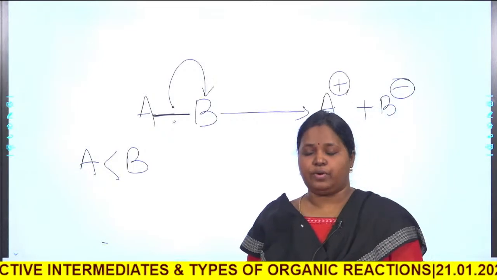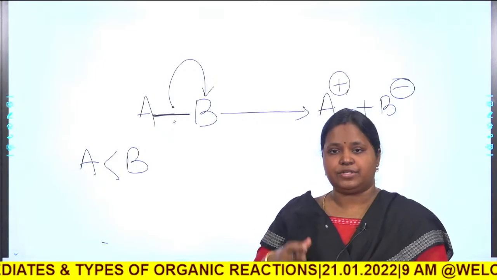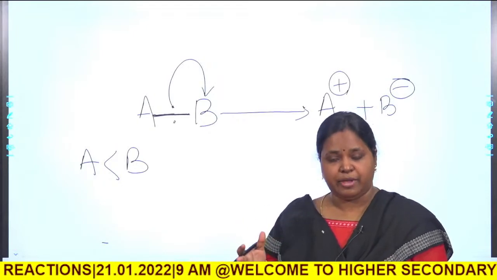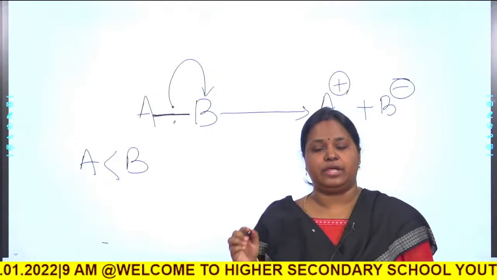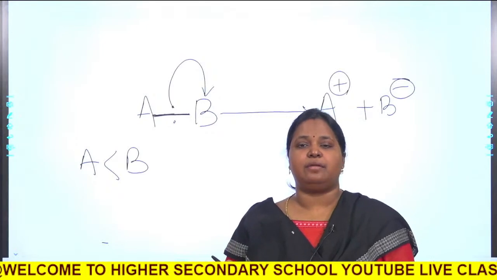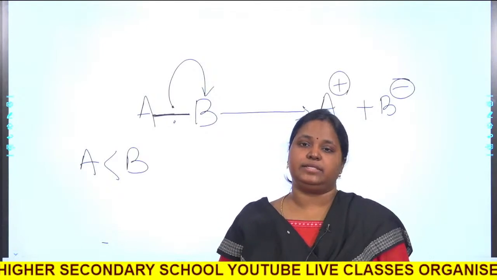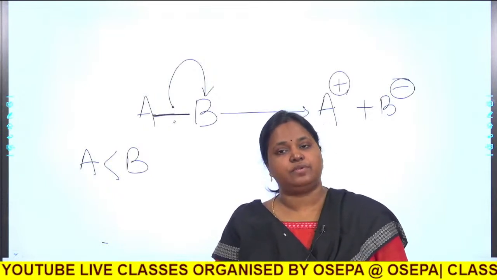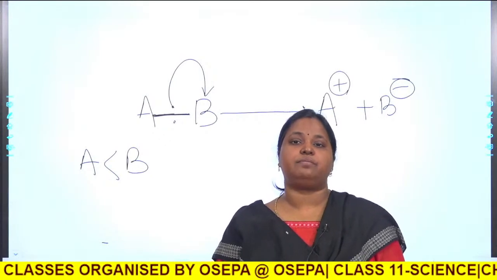So what is heterolytic fission? Now if the fission of the covalent bond takes place in such a manner that the shared pair of electron is actually being taken by one of the atoms, then it is called heterolytic fission. And remember that heterolytic fission always leads to the formation of ion pairs.